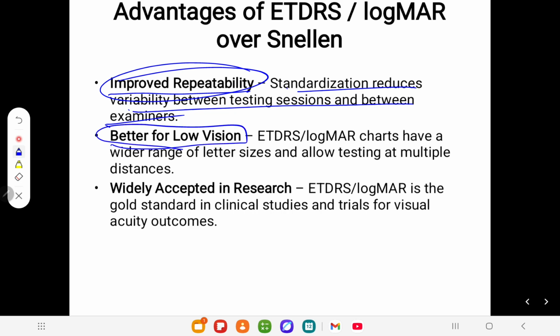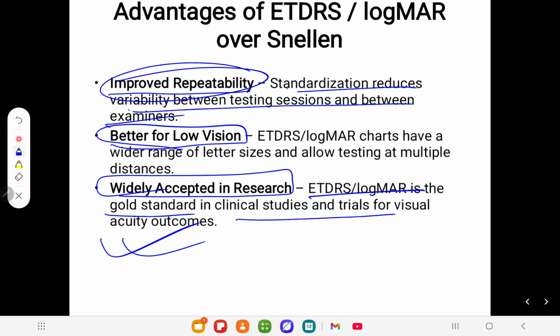In case of low vision, no question, ETDRS and LogMAR is the best and standard. It is widely accepted in research. In research, whenever we have to put a mathematical value on visual acuity, it's very important. For the calculation, it's very precise, very helpful. In research, ETDRS is the gold standard. Just remember, it's the gold standard in clinical, especially in clinical trials. My goodness, it's the gold standard.